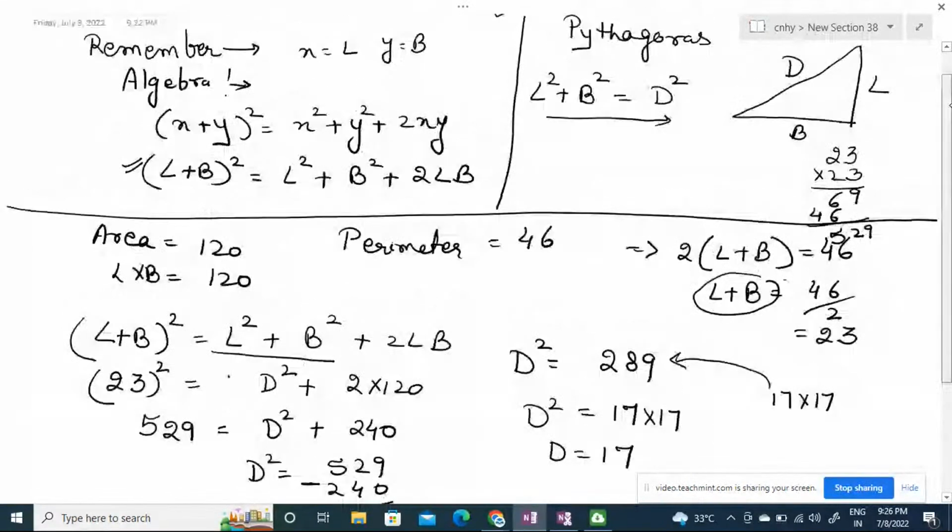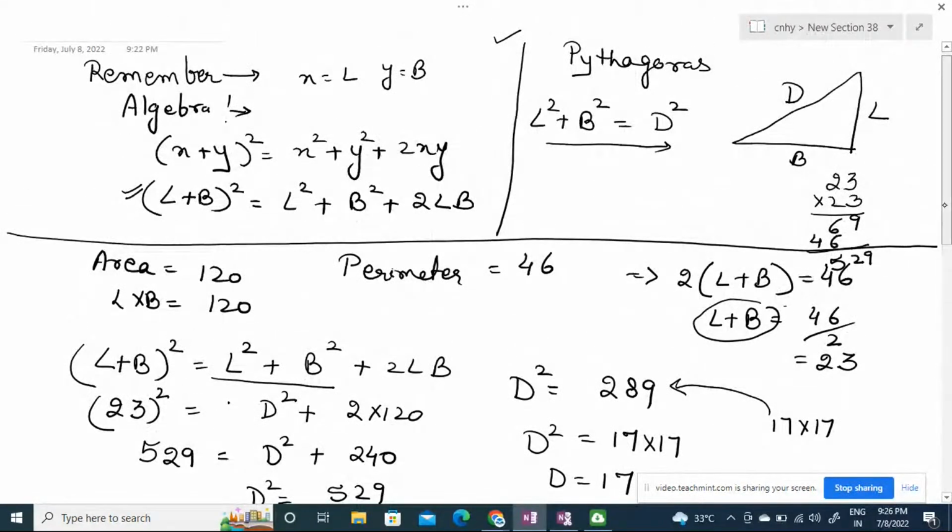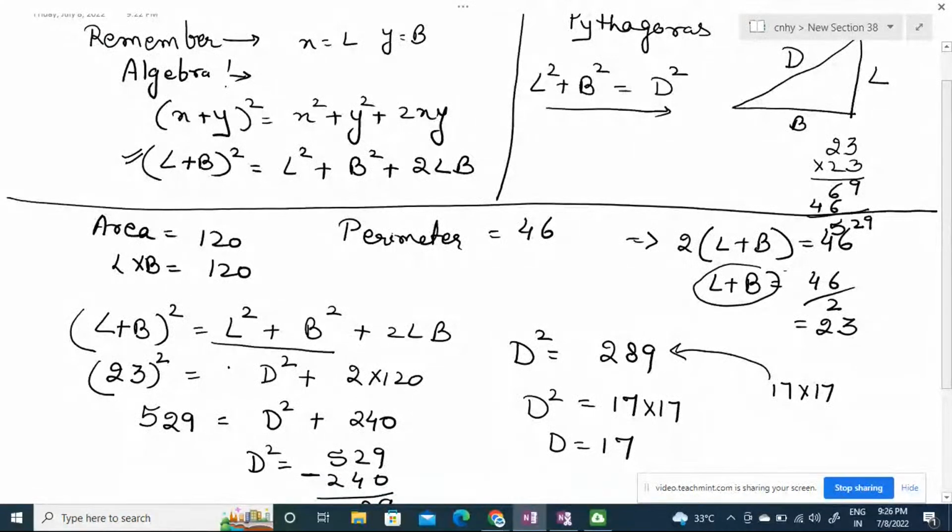Please note everything down because I introduced new things. And at 12, I will start data handling, and when time is left, I will do the objective questions. Just note it down. I'm going to write L squared plus B squared is diagonal squared, and x plus y squared is x squared plus y squared plus 2xy, and we can substitute the values.